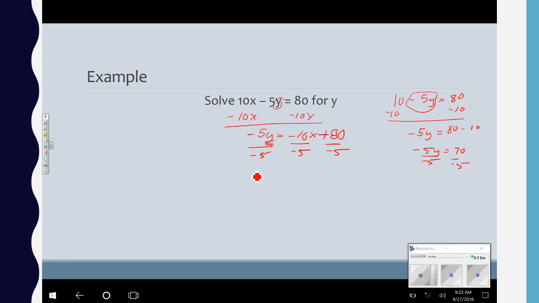So that's going to give me y equals negative 10x divided by negative 5, which is 2x, and 80 divided by negative 5 is negative 16, I think. You know me, I have to double check my math, right?